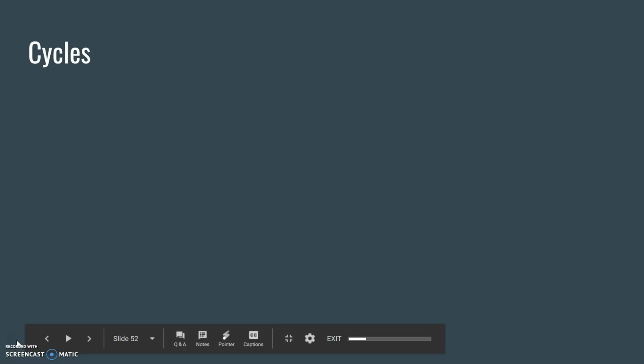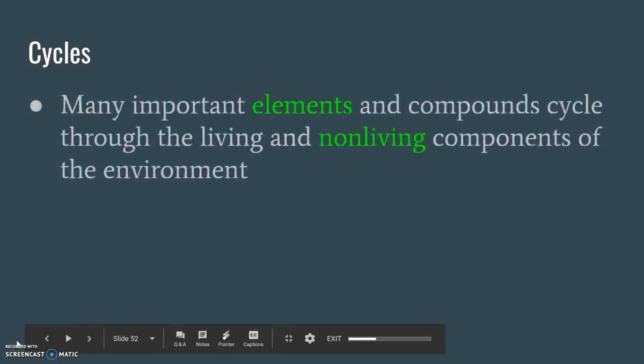So we are talking about cycles today, and we have talked about them numerous times in the past. Cycles is like a bicycle. Stuff's gonna go around and around and around. So many important elements and components cycle through the living and non-living components of the environment. All that means is stuff moves around.